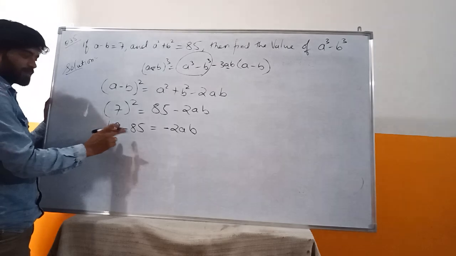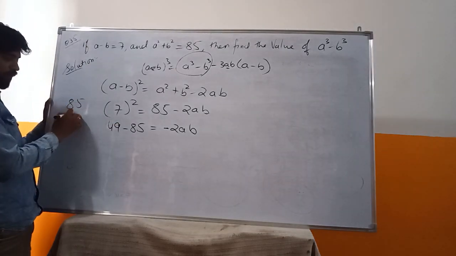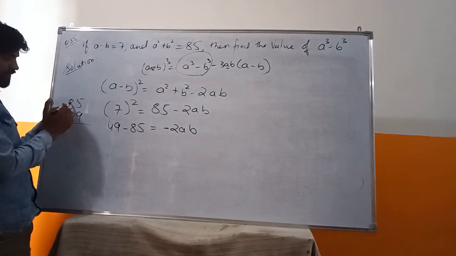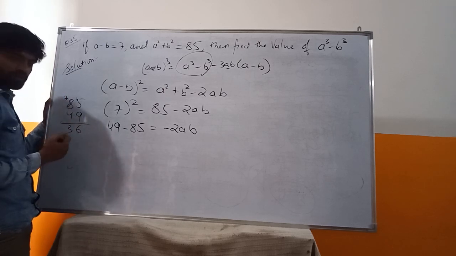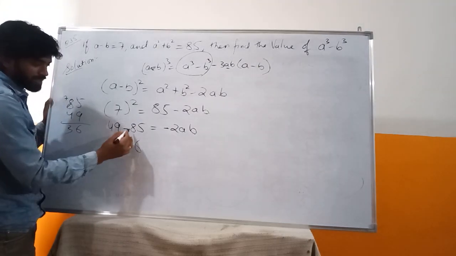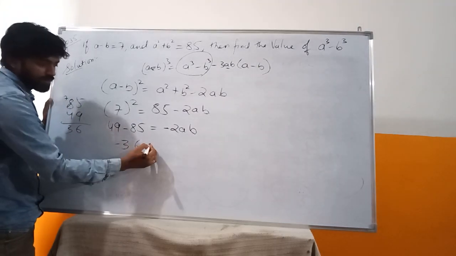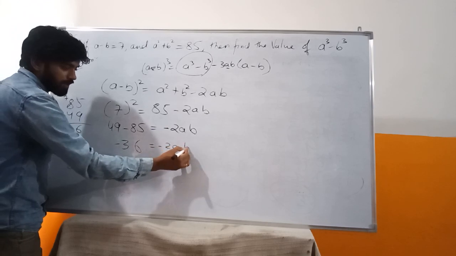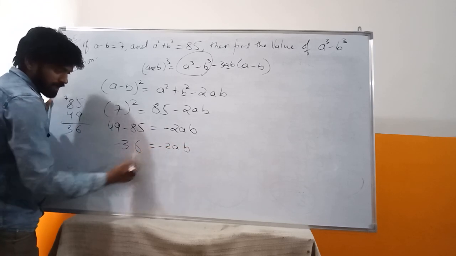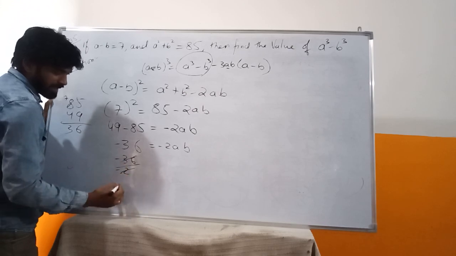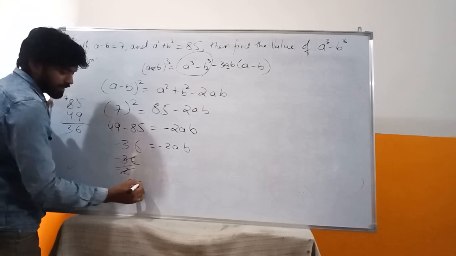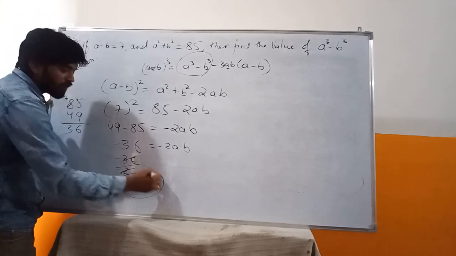Okay, so if I subtract 85 from 49, what will I be getting? If I carry 1, 15 minus 9 is 6, and 8 minus 4 is 4, so what is left is 36. 85 is bigger, so I'll write minus, and minus 2ab. So minus 2 is going to come down, and it's going to become 18ab. Now I got the value of ab as well.